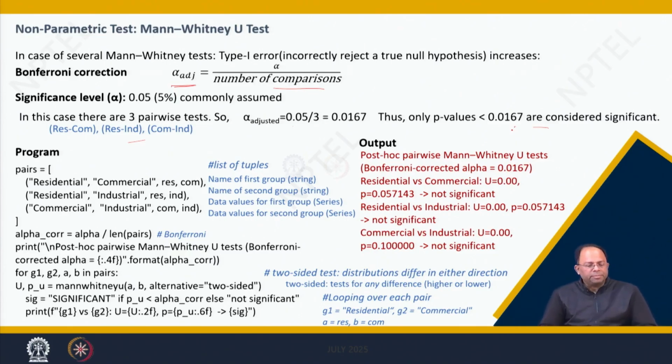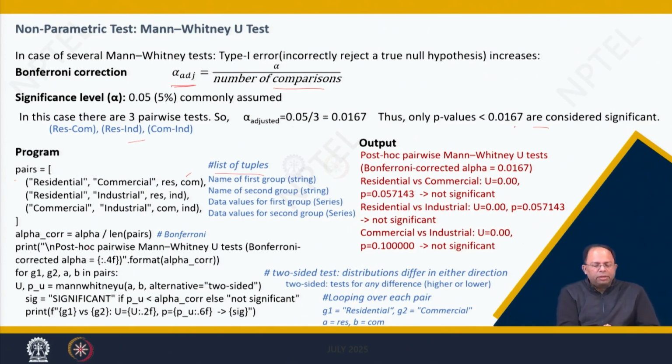So first, in this part of the program, of course the import part and all these things remain the same. We create a list of tuples, and each contains the name of the first group, the name of the second group, and the data values for the first group and the data values for the second group, or this series. So this is what we are doing: residential, commercial, res, com. These are the data values and these are the names, right? We have done it for all the different pairs, and we have stored them in tuples.